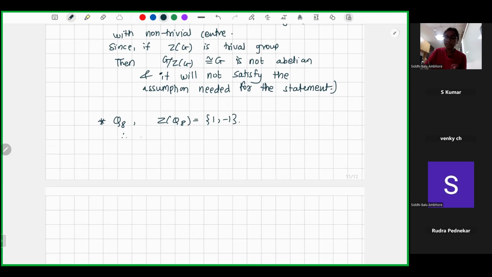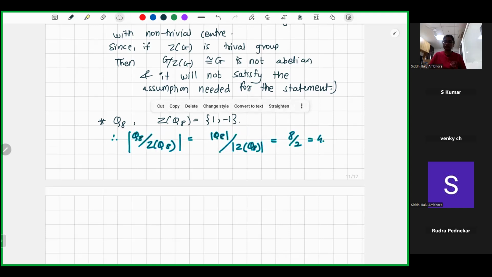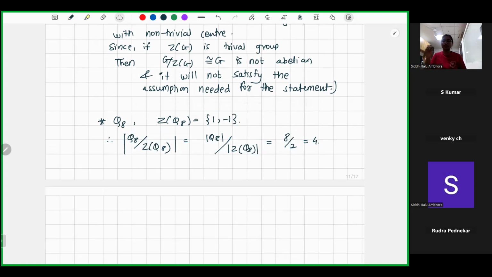So we have this, and Q8 quotiented by ZQ8 makes sense because ZG is always a normal subgroup of a given group. So this makes sense. And what is the cardinality of this group? We know it is 4. From here itself, can we conclude anything about this quotient being abelian?